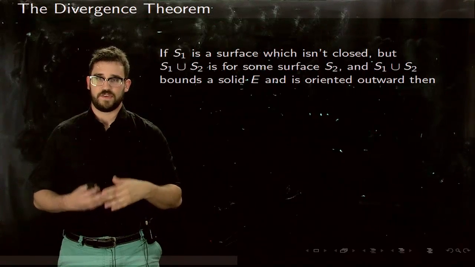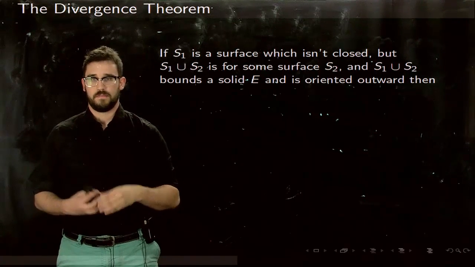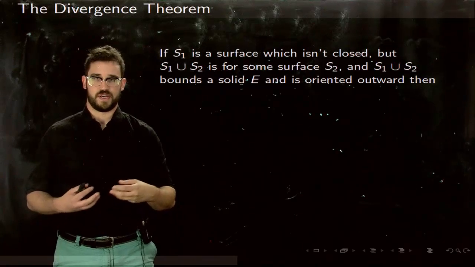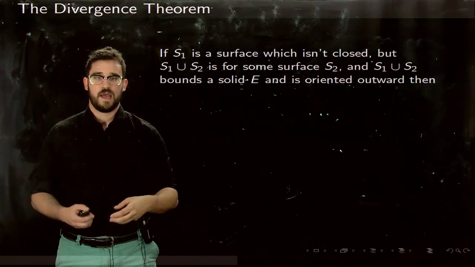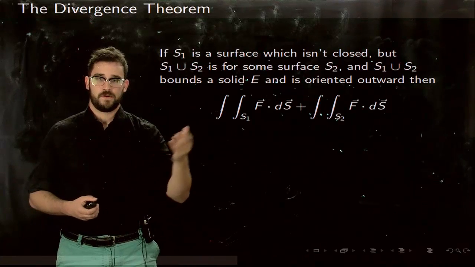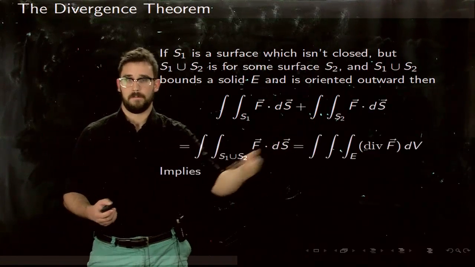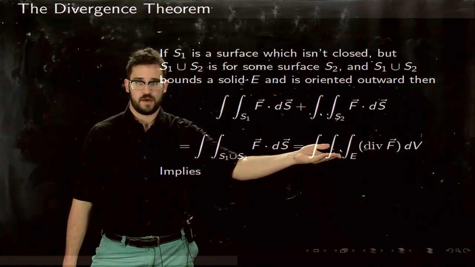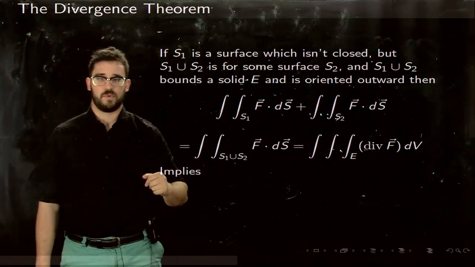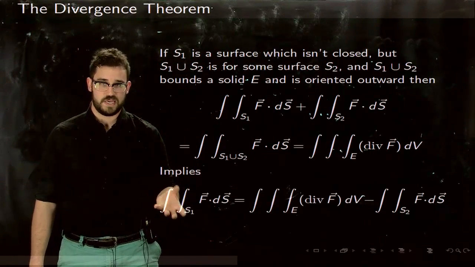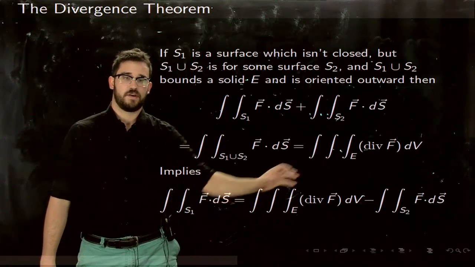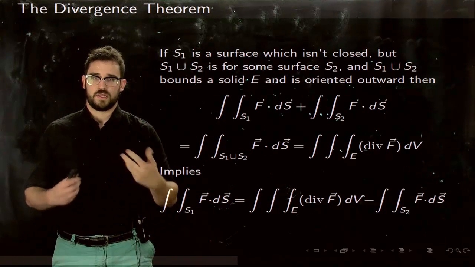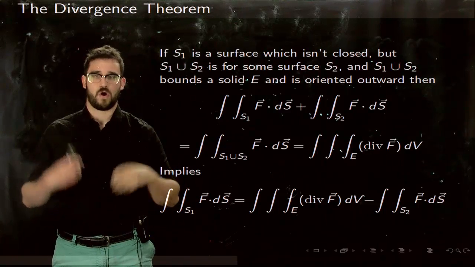Now, a useful fact: if S1 is a surface which isn't closed, but S1 union S2 is closed for some surface S2, so that S1 union S2 bounds a solid region E and is oriented outwards, then we can just think of it like this, the sum, right? This is equal to the integral over S1 union S2, and using our divergence theorem, we get exactly what we're looking for, which implies the integral we're looking for is just the triple integral of the divergence minus our double integral over S2 of f dot dS. This is similar to Green's theorem thinking of our holes.